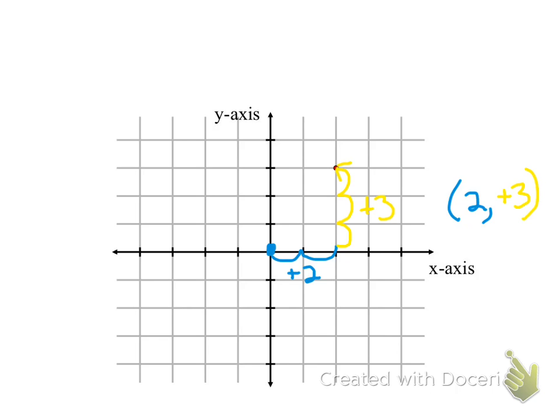We call the first coordinate the x, and we call the second coordinate in the pair the y. Okay?